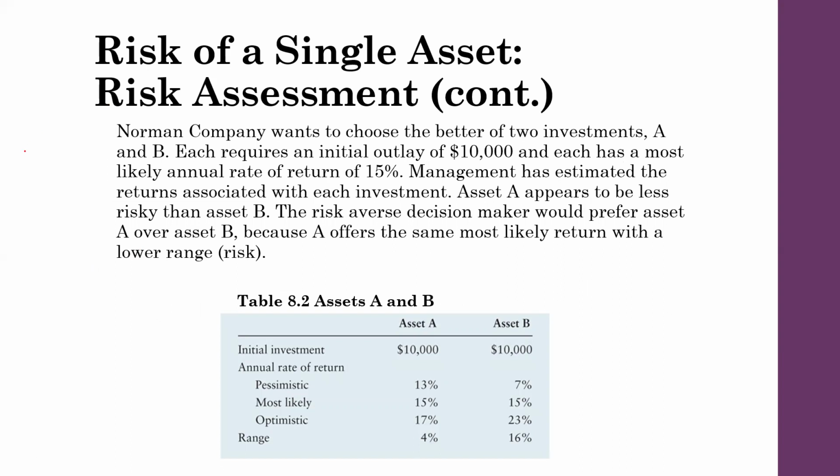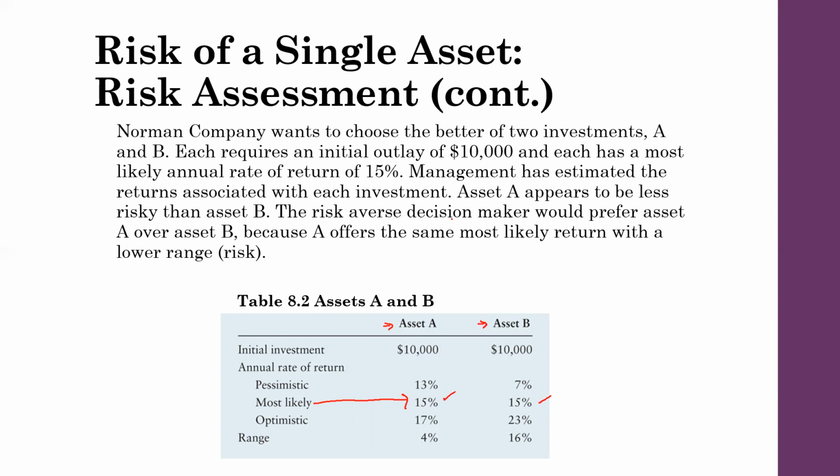Through an example, Norman Company wants to choose the better of two investments, A and B. So here he sees this investment. Let's say he's making an initial investment of 10,000 each. The most likely return is 15%. More than likely, you're going to get 15% for each one of them. The management has associated the return with asset A, which appears to be riskier than asset B.